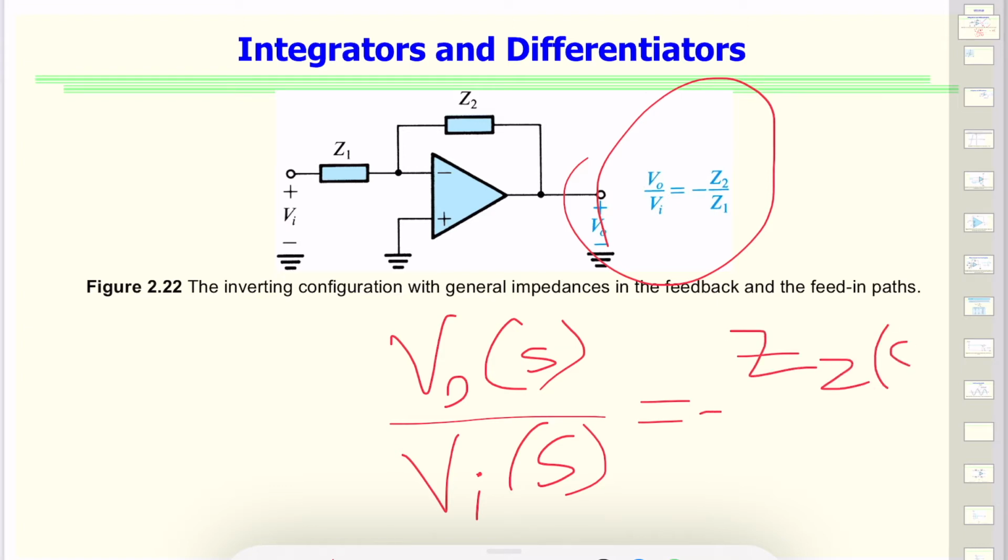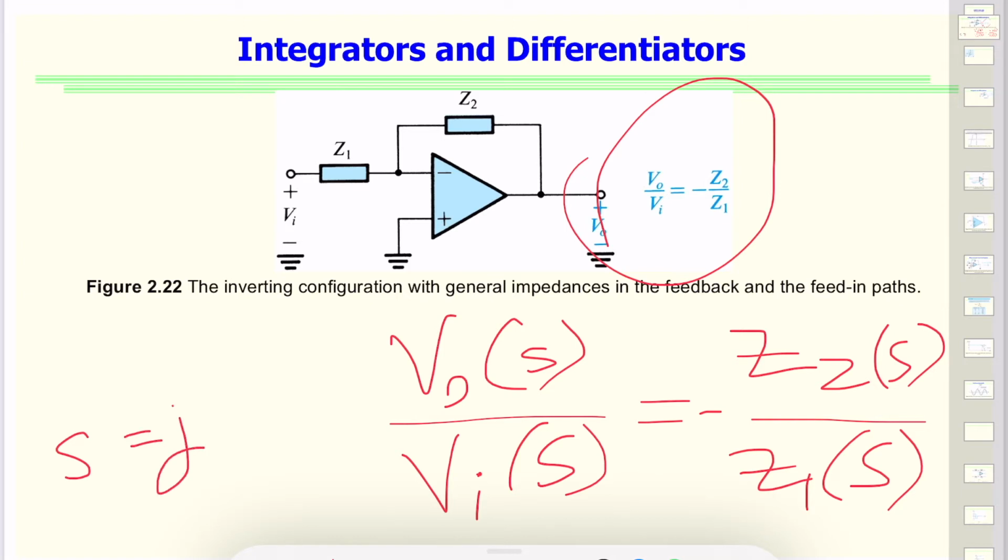minus Z2(S) over Z1(S). Of course, if it is resistance, we just write resistance, but if it is a frequency dependent component like capacitor or inductor, then we use the value of S. And S is j omega, which is the actual physical frequency. So transmission magnitude and phase for the input signal of omega.